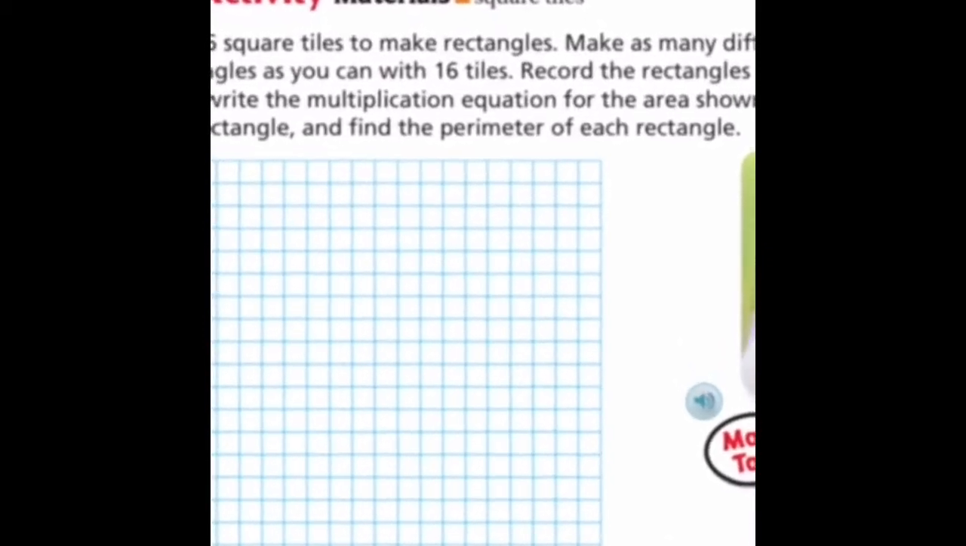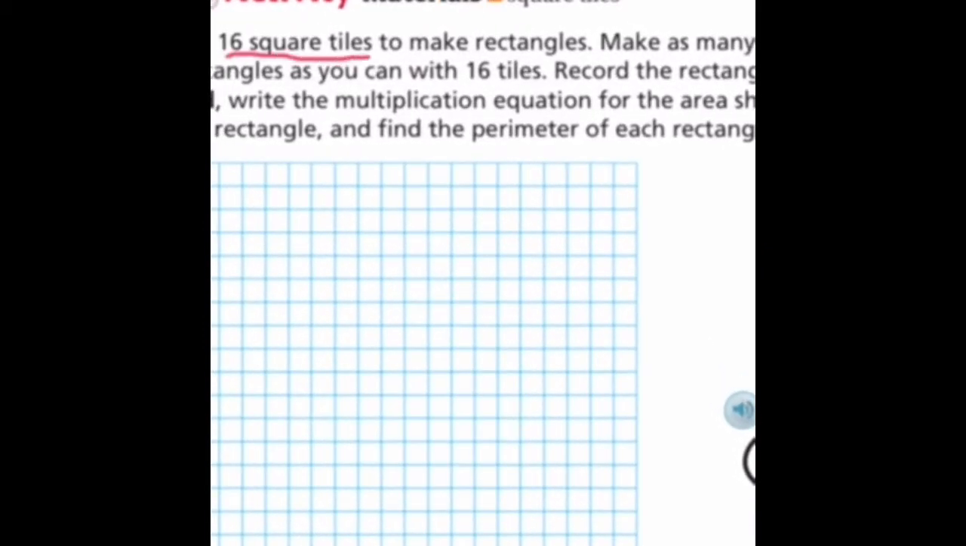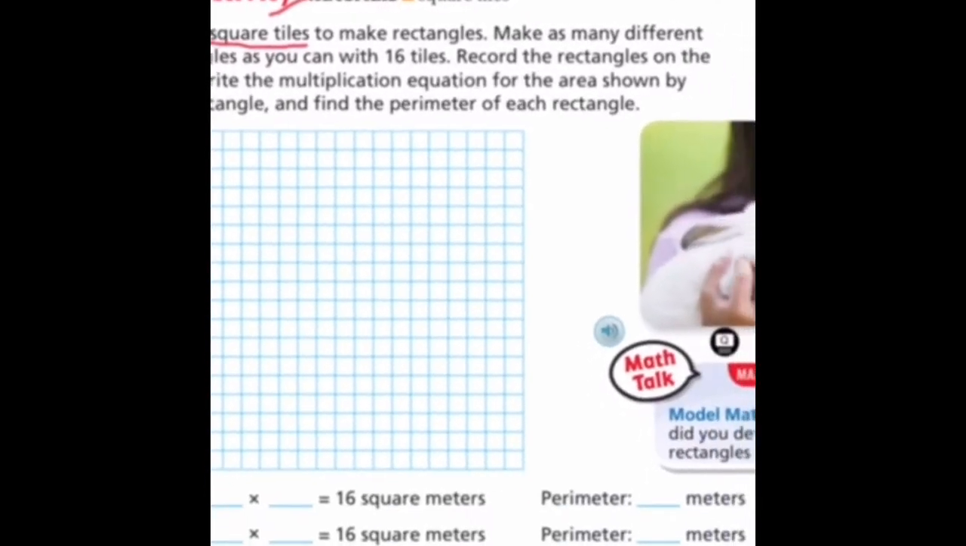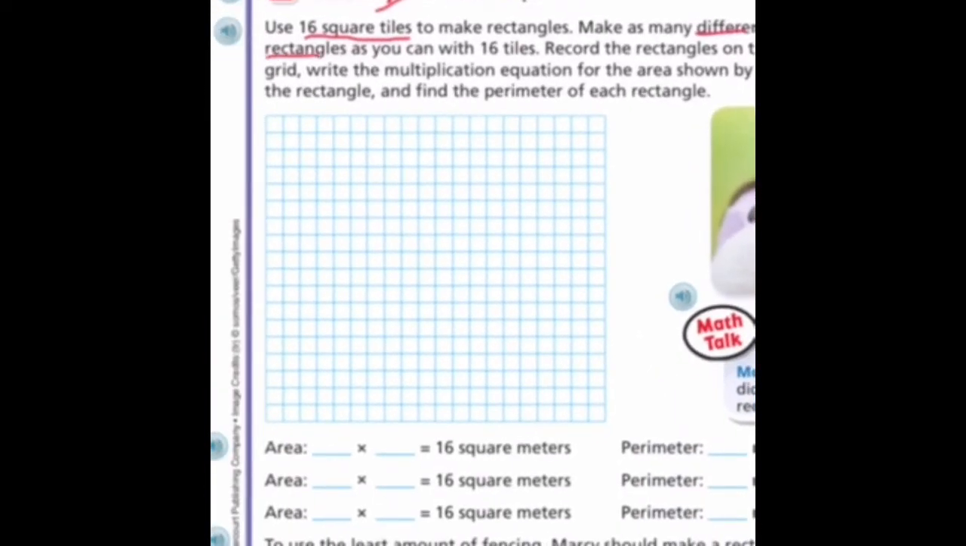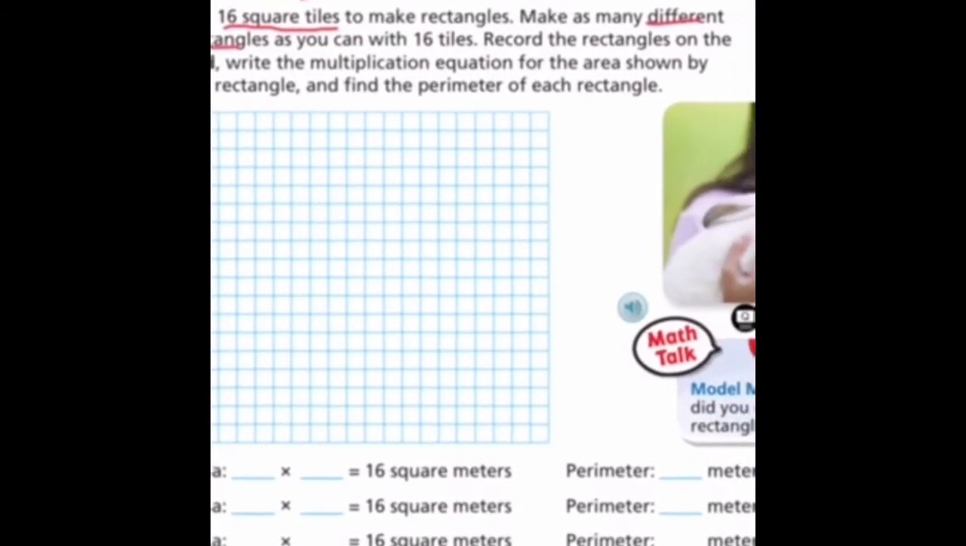So in our activity, we're going to use 16 square tiles because our area is 16. And we're going to make rectangles. Make as many different rectangles as you can with the 16 tiles. Record the rectangles on the grid. And the reason we want to record them is so we don't do a rectangle more than once, or we don't forget a rectangle. Write the multiplication equation for the area shown by the rectangle, and then find the perimeter of each rectangle. So we have a lot going on.